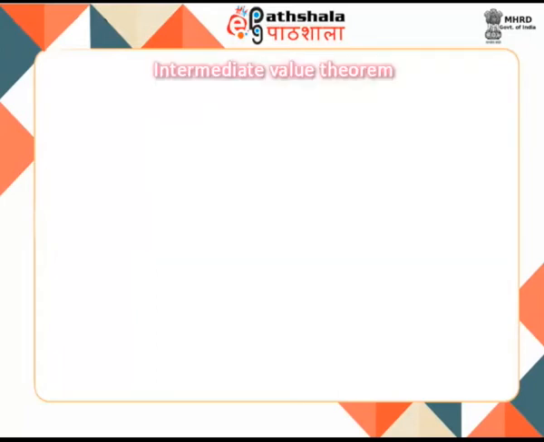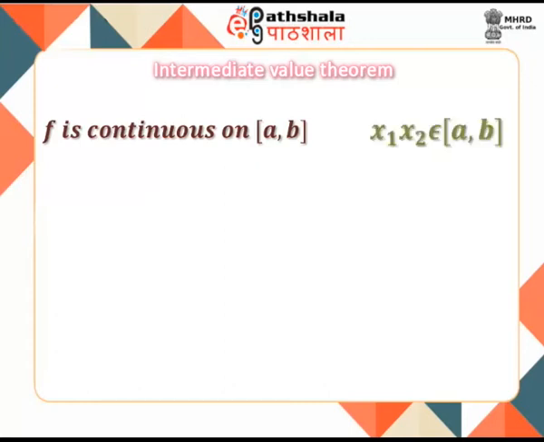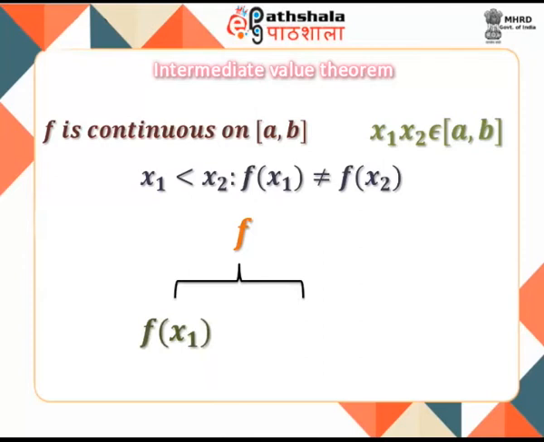Intermediate value theorem: if a function f is continuous on the closed interval [a, b], and x1, x2 belong to the closed interval [a, b], x1 is less than x2 such that f(x1) is not equal to f(x2), then f takes every value between f(x1) and f(x2) somewhere in the interval (x1, x2).